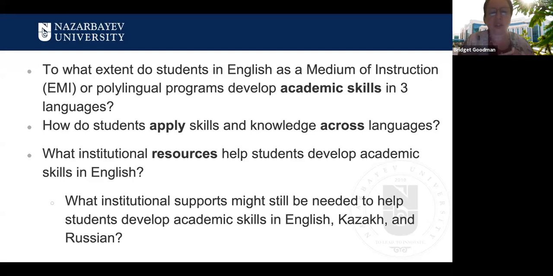This is our question. And then as a follow-up, what institutional supports might still be needed to help students develop academic skills in English, Kazakh, and Russian? In this third question, we focused mostly on English because we imagine that's where the most challenge is, but we recognize that we're looking at English within a multilingual context. And that, again, if they're in polylingual programs, there are expectations among the three languages.